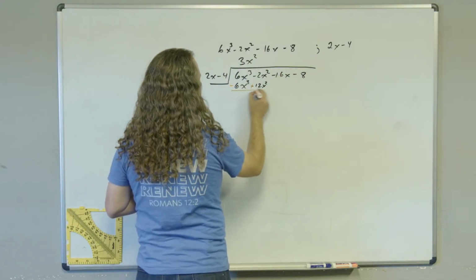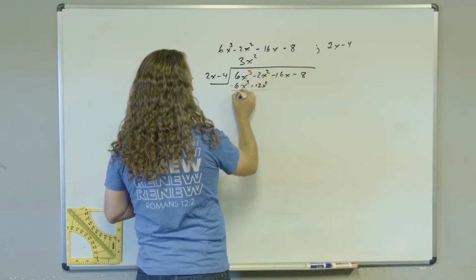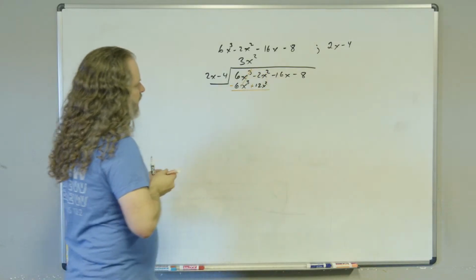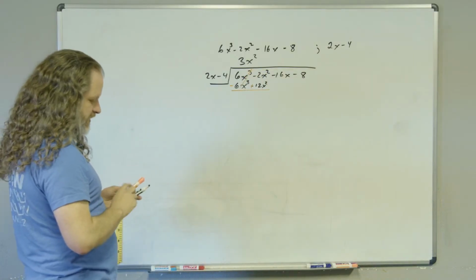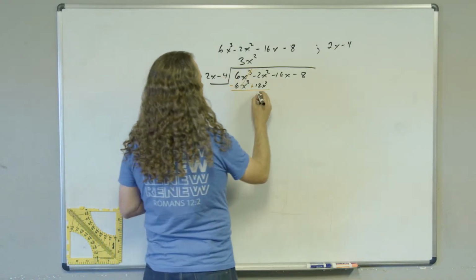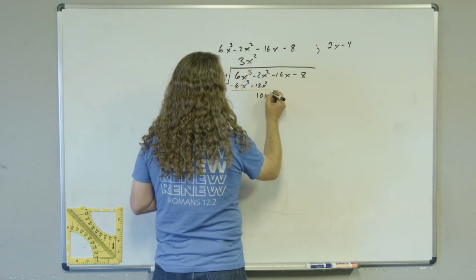Subtraction. So these first two are going to cancel. Easy peasy. So then negative 2x squared plus 12x squared is what? 10x squared.